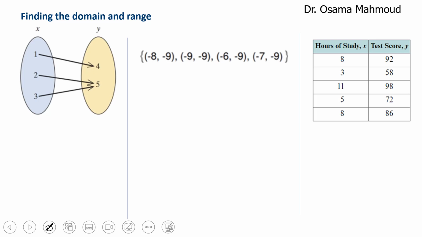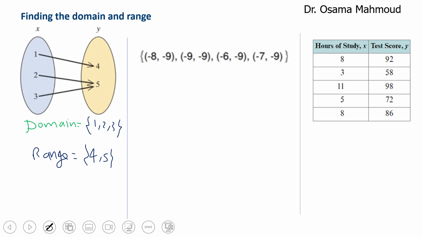Now, let's go for finding the domain and the range. As we said, the domain is the set of elements to the left when you're having this mapping representation. So we have 1, 2, 3. What about the range? The range is the element to the right, which is 4, 5.